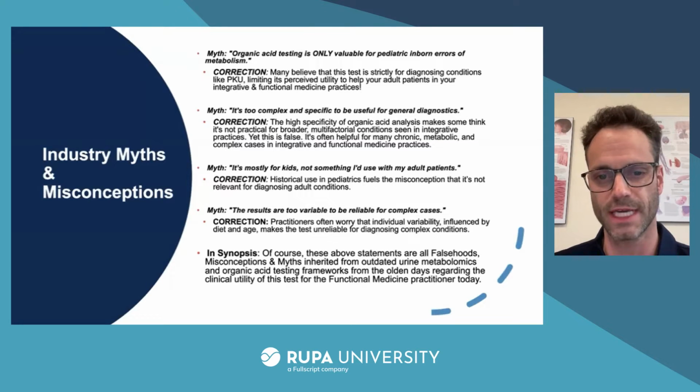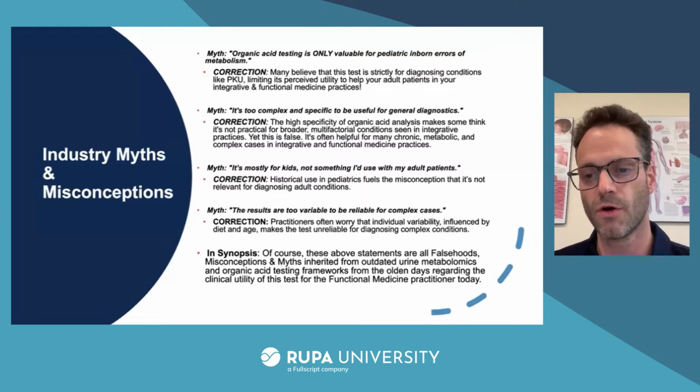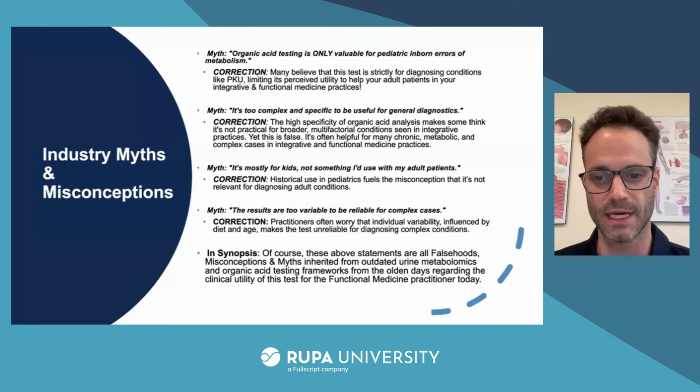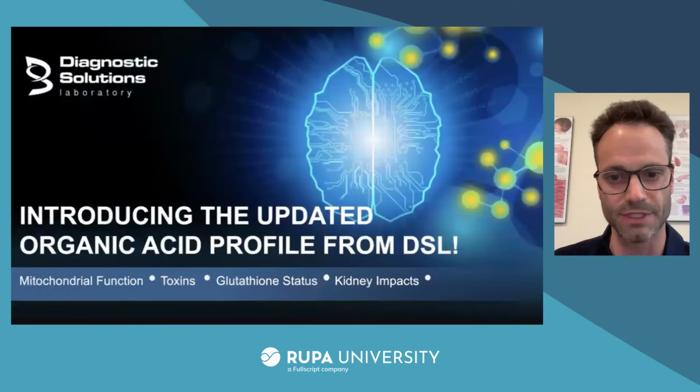It is obviously for kids and adults, as mentioned. The results are pretty specific, and we'll talk about the methodology around that. Individual variability can be influenced by diet and age, but it is really helpful for you to guide your patient through how they want to prep for it. And we'll talk a little bit about that too. So first morning urine tests, no voiding the bladder for 6 to 8 hours before 9 a.m. So overall, there's been some falsehoods and misconceptions. And hopefully we're past that now and we can move forward, and hopefully you all feel comfortable using the test.